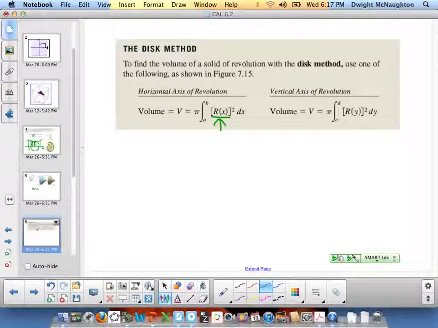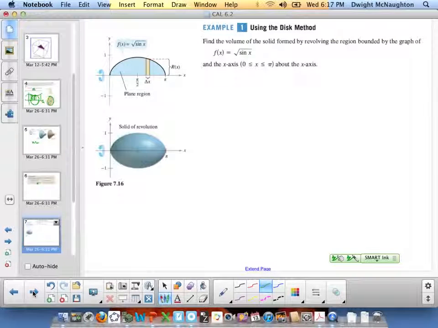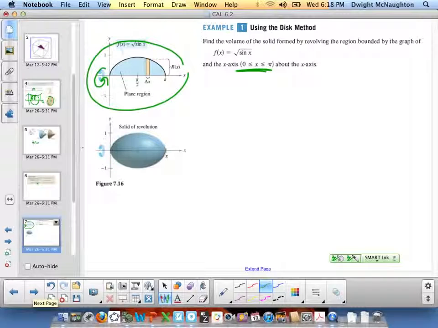Let's look at a couple examples here. Let's rotate the shape square root of sine x around the x-axis, from 0 to pi. First off, because we're rotating around the x-axis, our discs are going to stack up perpendicular to the x-axis, so it's going to be dx. Anytime you're perpendicular to x, you're dx. So our volume will be pi r squared dx. Now we're going from 0 to pi.